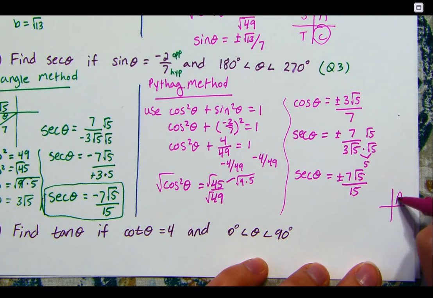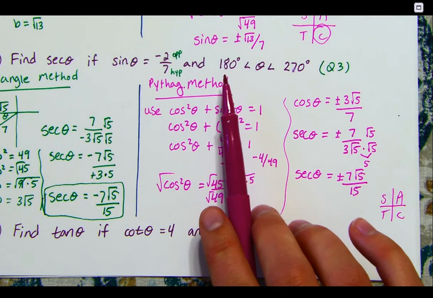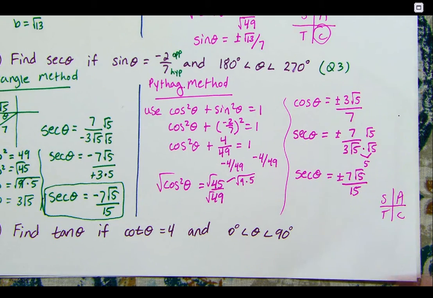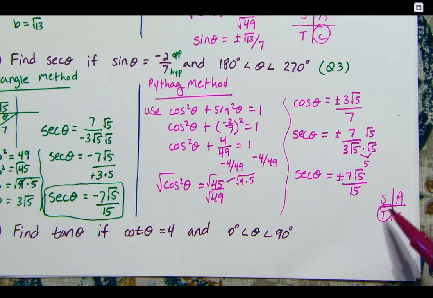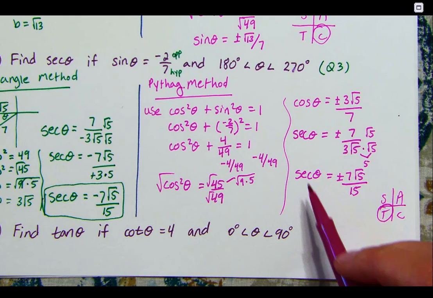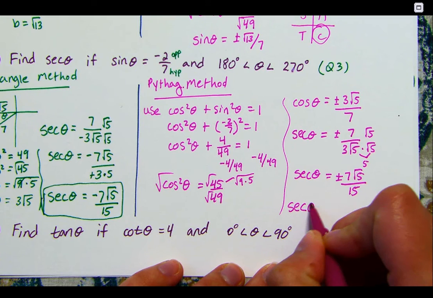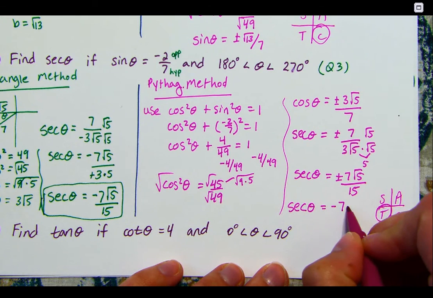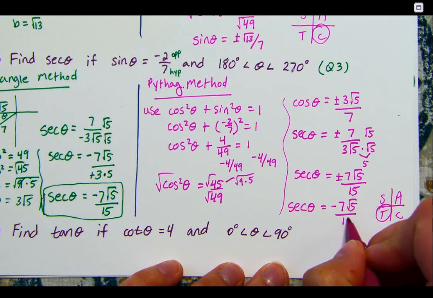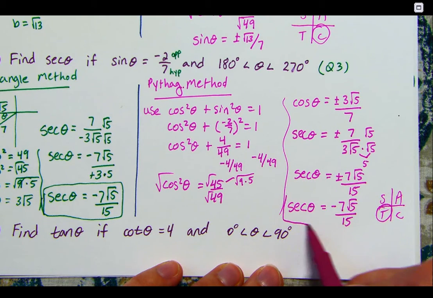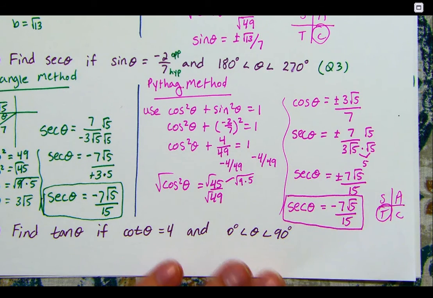Okay, so all students take class. And according to my given information, we are in quadrant 3. So that means tangent is positive, all other answers are negative. So that means I'm going to keep the negative of this answer. So secant theta equals negative 7 square root of 5 over 15. And that is going to be my final answer.